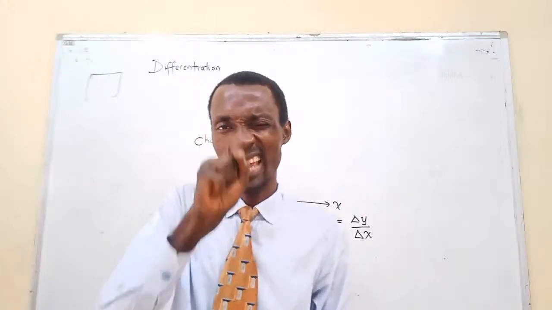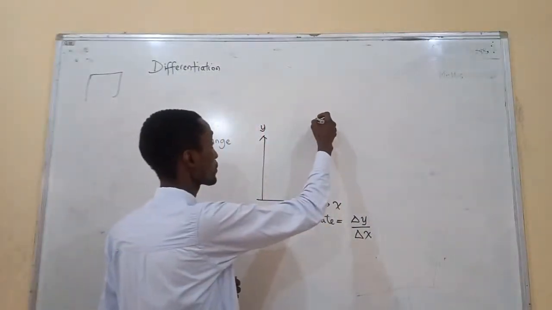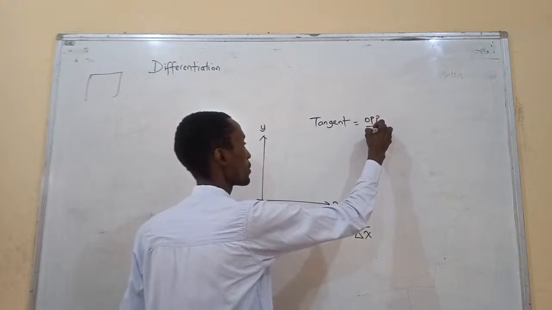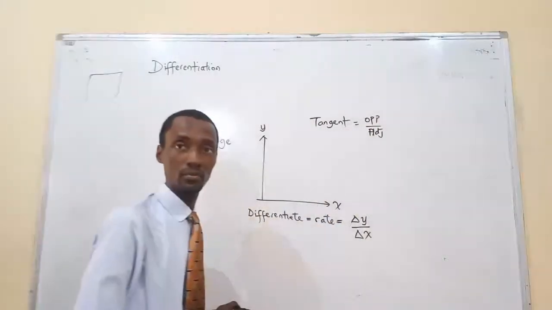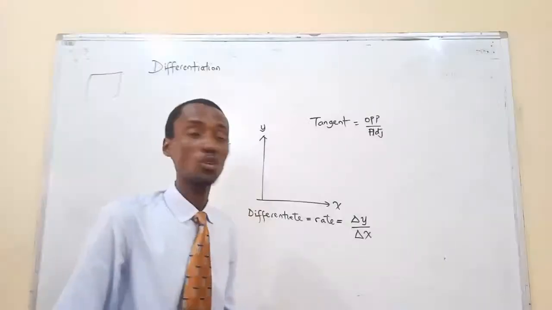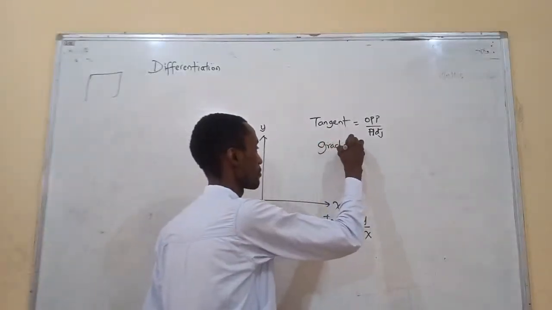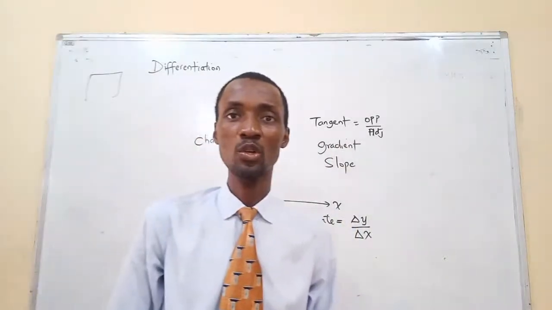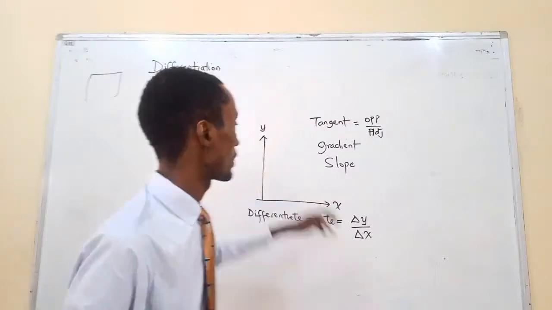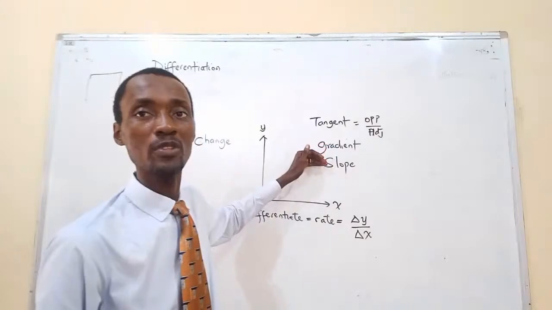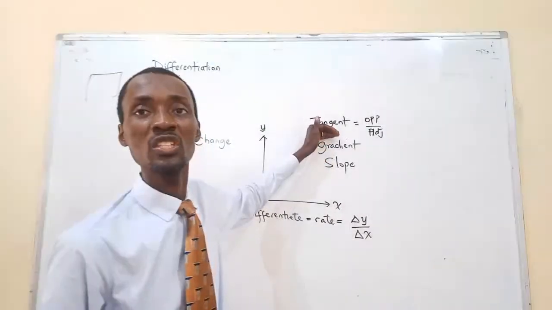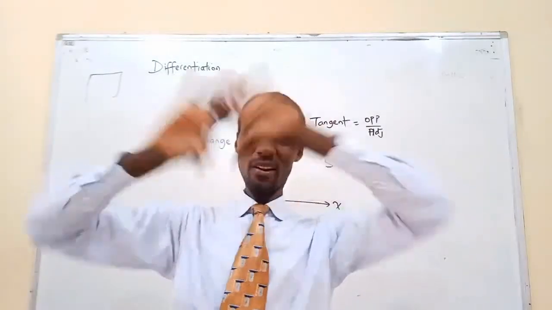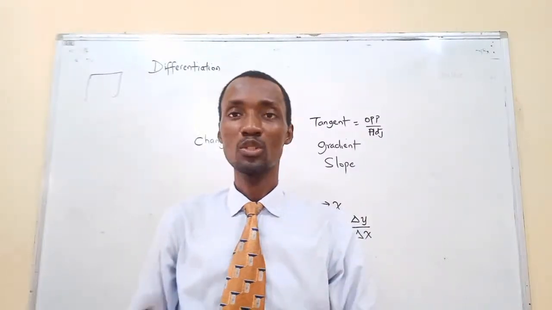But in its depth, we look at differentiation in terms of, we hear words like tangents, which is opposite over what? Adjacent. We can look at differentiation in terms of gradients. And we can look at it in terms of what is called slope. For those of us students who are studying physics, you will notice that the words slope and gradient are something you will always get to see and talk about. So on the surface, summarily, that's what differentiation essentially is talking about.